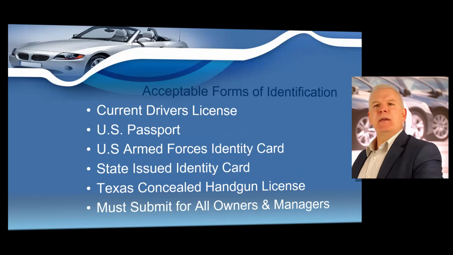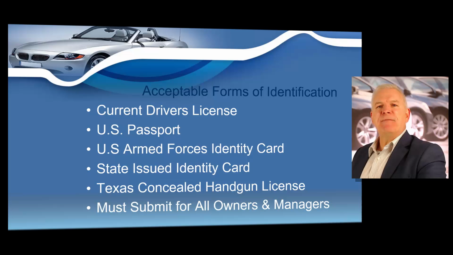The Department of Motor Vehicles would also like you to know that the following are acceptable forms of identification on your dealer license application. That could be a current driver's license, United States passport, United States Armed Forces identity card, a state-issued identity card, or a Texas concealed handgun license. Remember, all owners and managers listed on the application must provide an acceptable form of identification.